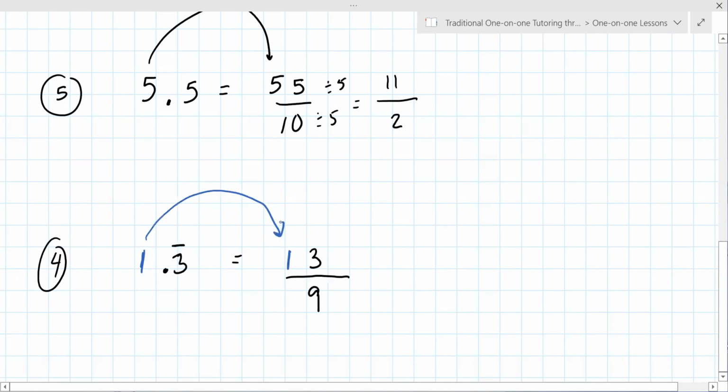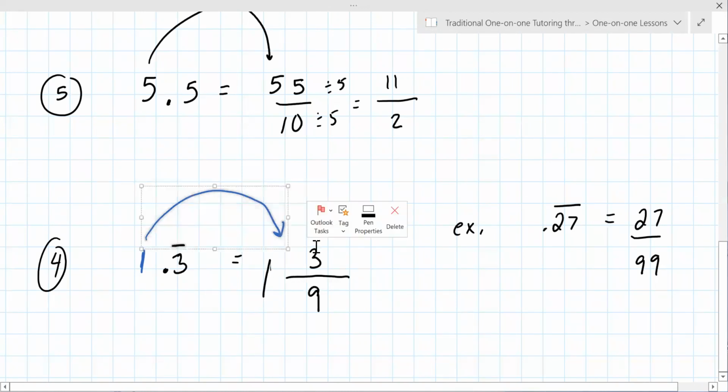But it raises the question, what if it's 0.27 repeating? Well, it would be 27 over 99. Actually, I'm sorry. Let me check this on the left here. Sorry, I'm having lots of problems today. This is not correct. I apologize. Sorry, it's 1 and 3/9. So it doesn't go on the numerator. That's completely wrong.